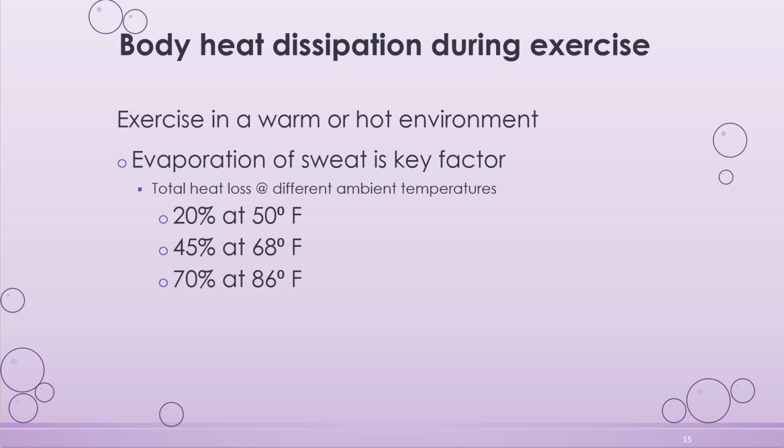These percentages illustrate how the body's cooling mechanisms adapt to different environmental conditions. In cooler temperatures, the body can rely more on other heat loss mechanisms. But as the ambient temperature increases, sweating and evaporation become critical for preventing overheating. It's important to recognize that individual factors, again, fitness level, hydration level, and acclimation to the heat, can influence the body's ability to regulate temperature and the effectiveness of heat loss mechanisms during exercise in warm or hot environments.